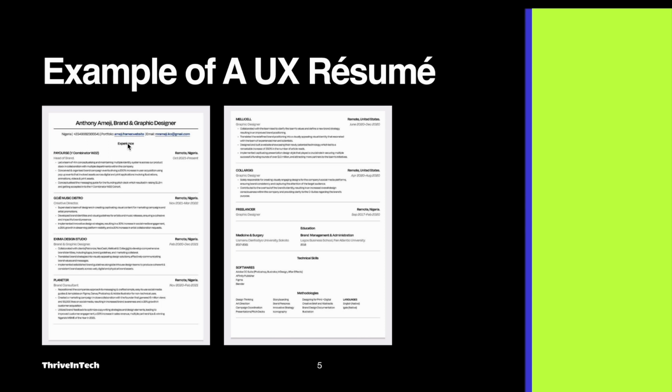So you want to go straight to the experience. List the company you've worked at, what you did at that company, whether it's remote or full time, the country, and the time you spent in that company. Like I said, in chronological order, from where you started to where you stopped.